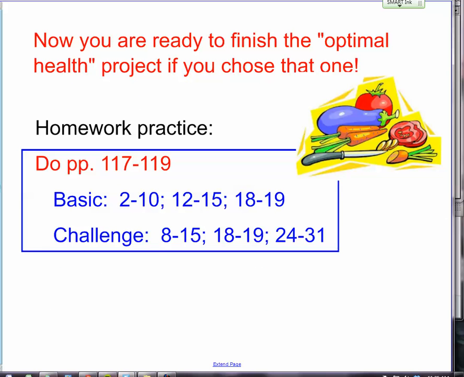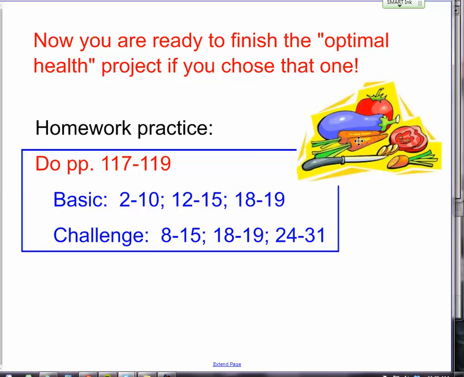And then you have some homework to practice. And now if you've decided to do optimal health as your project, you have had every lesson you need to do that project now. So have a go.